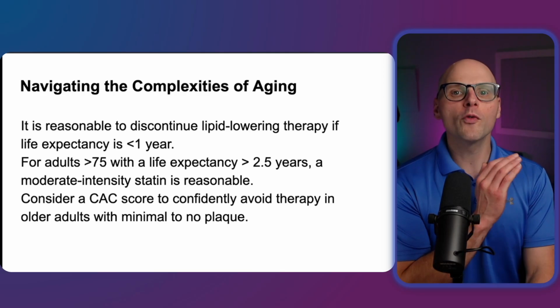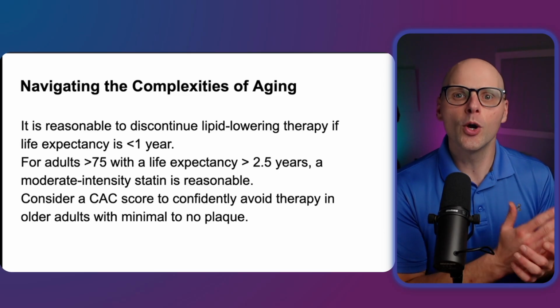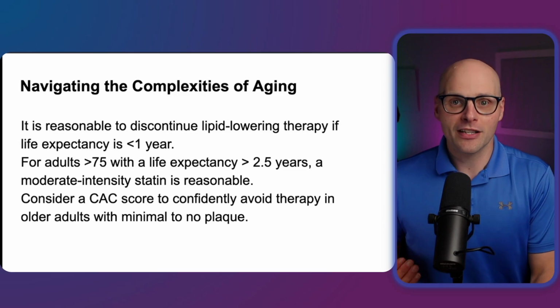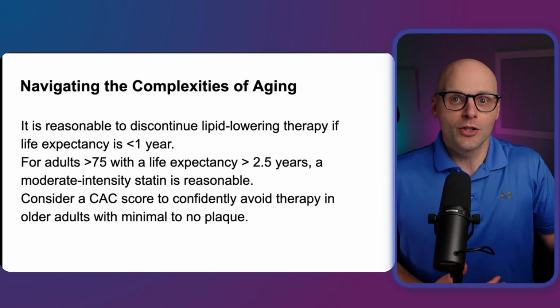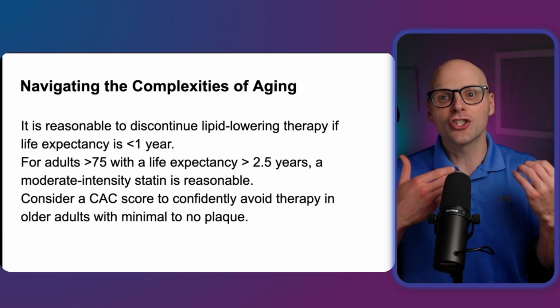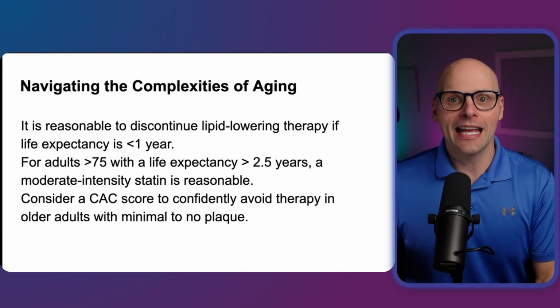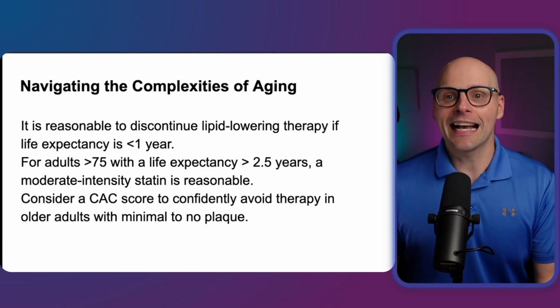On the flip side, if they are over 75 and have a life expectancy of at least 2.5 years, initiating a moderate intensity statin is a reasonable thing to do to reduce ASCVD risk, provided you've had a shared risk-benefit discussion, right? And if you and the patient are still stuck in the chasm of uncertainty, well, then you can grab a CAC score, right? If it's 0 or minimal, it gives you evidence that you're pretty much good, right? They've lived their whole lifetime and have a negative CAC, you feel pretty good about that and say, all right, let's go.